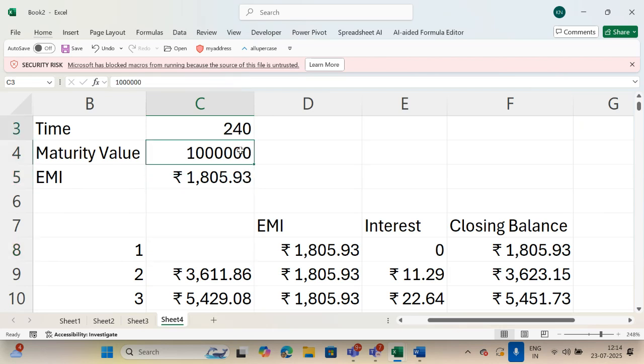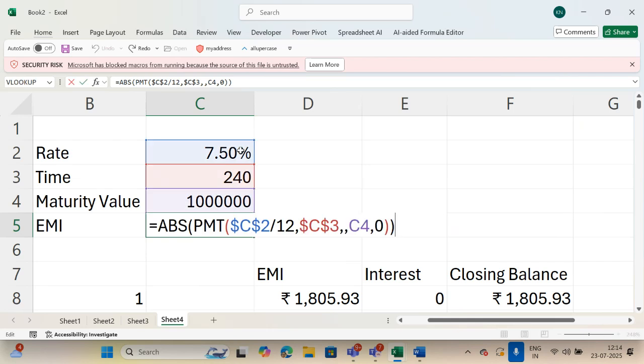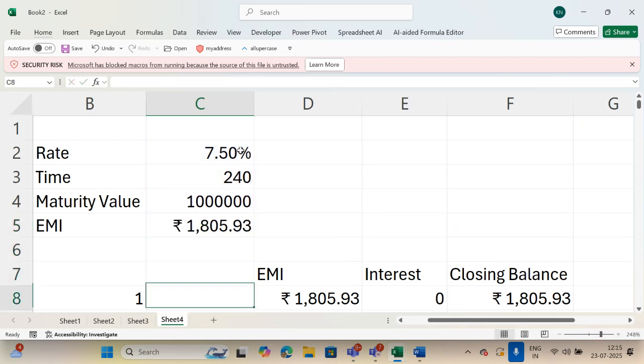See, after 10 years, after 20 years, we want 10 lakh rupees, for my house, or for my child's education, or for future plans I am having. So how can I calculate the EMI, what amount I should deposit every month so that I will get 10 lakh rupees after 240 months? It automatically calculates and gives me the result, that is 1805.